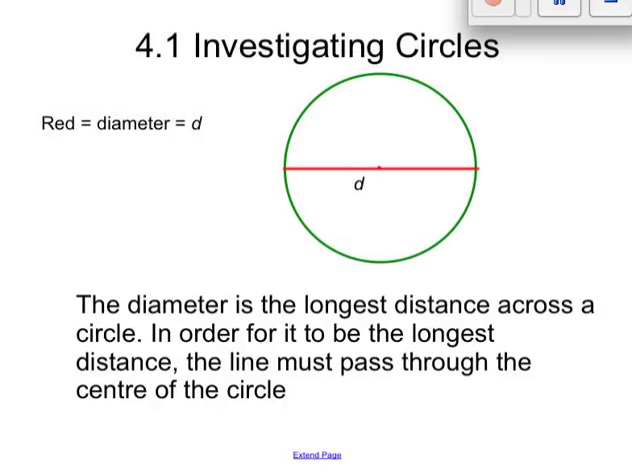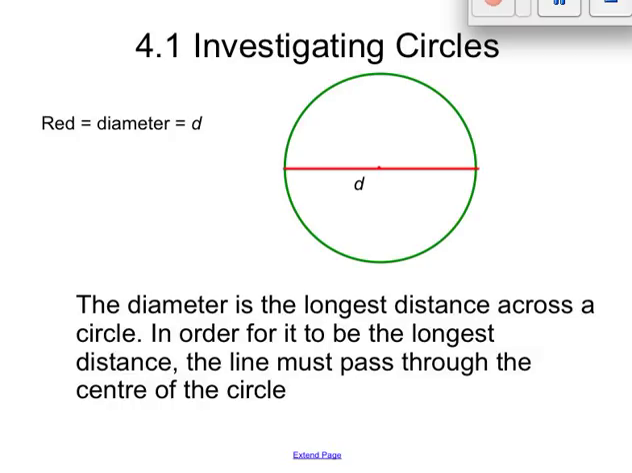Okay, Unit 4.1, Investigating Circles. We're going to start by looking at the components of a circle. First part, the red section here is the diameter. Diameter equals d. The diameter is the longest distance across a circle.